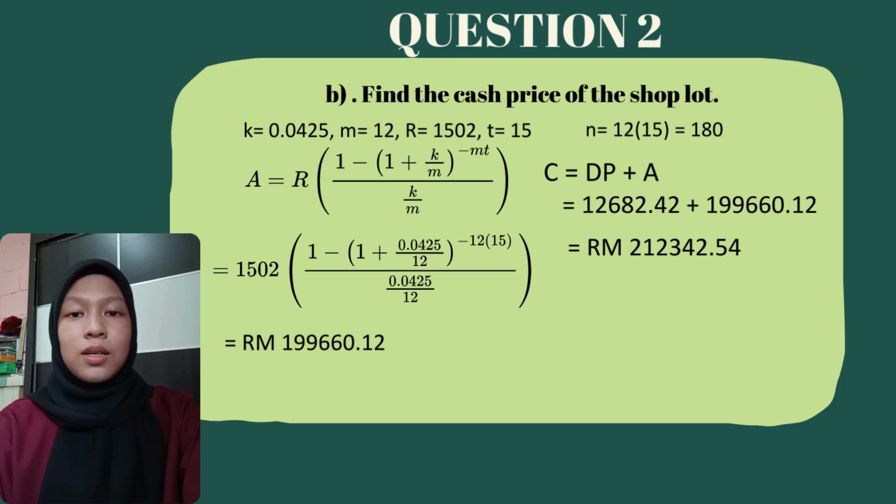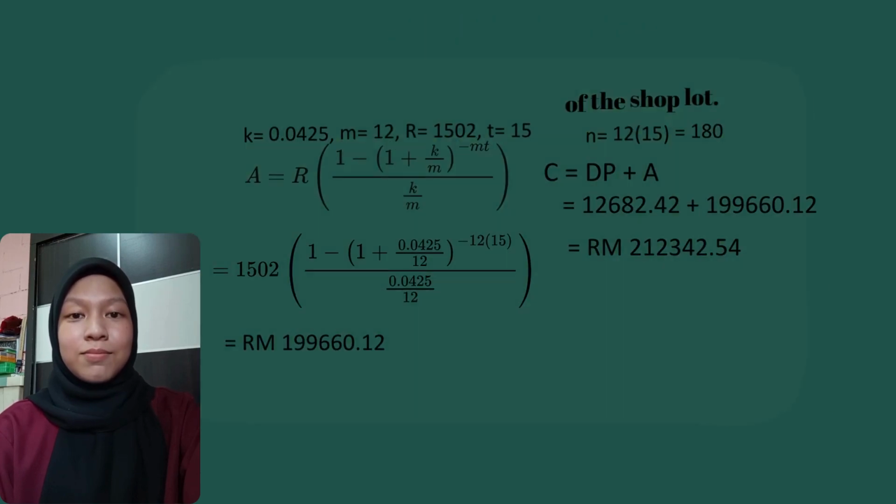So the answer will be RM 199,660.12 cents. To get the cash price, we need to use this formula, which is C equal to DP plus A. C equal to 12,682.42 cents plus 199,660.12. The cash price of the shop lot is RM 212,342.54 cents.